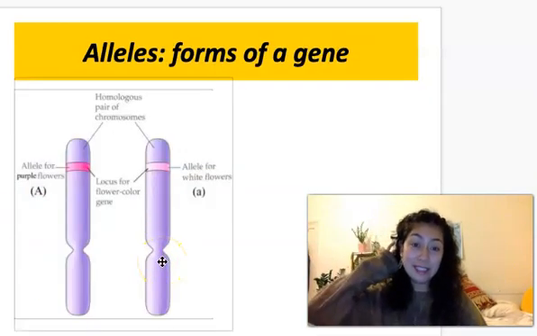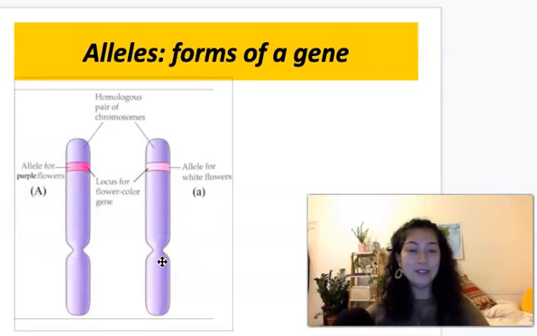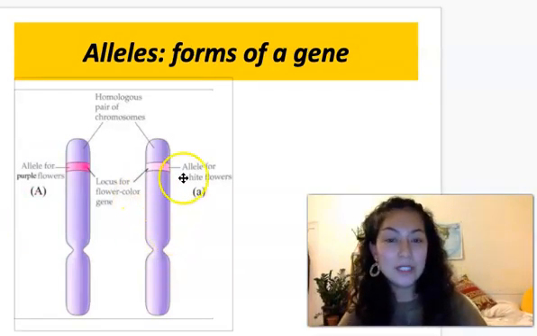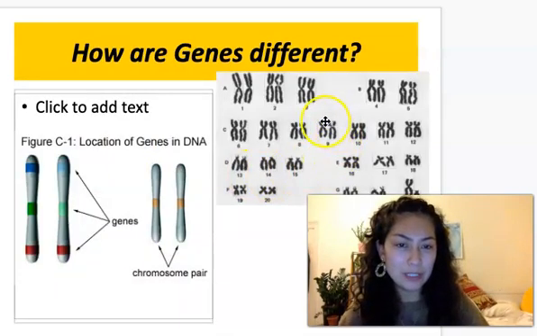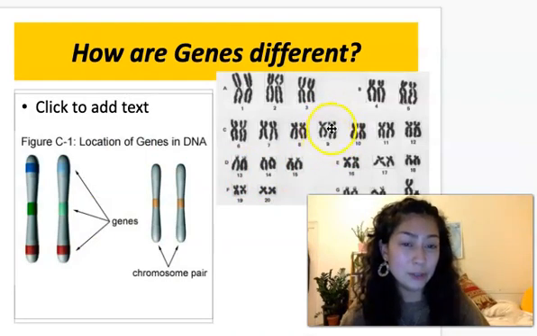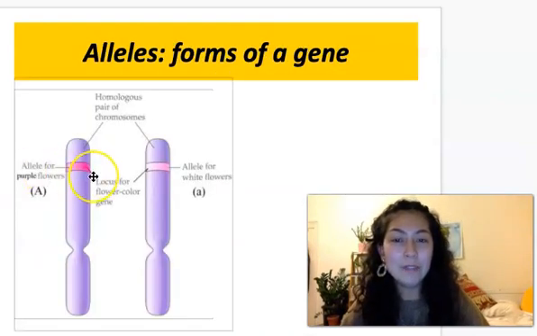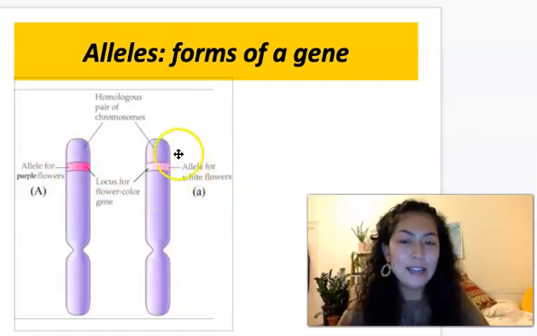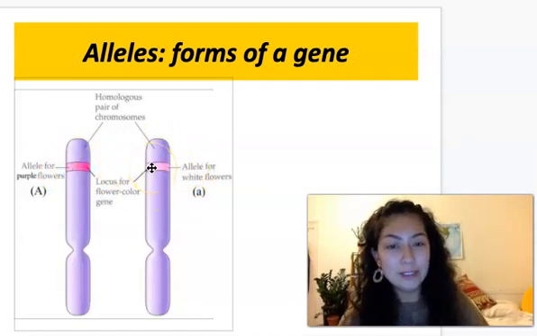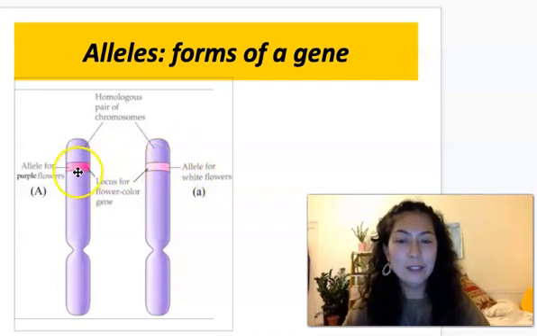Remember that we have alleles, so alleles are different forms of a gene. So this is a pair of homologous chromosomes. This pair of chromosomes here may be the pair of chromosomes on locus or position 9. For this person, or I should say this pea plant, this is a heterozygous pea plant. So this one has an allele for purple flowers and an allele for white flowers. The locus is the position where you find a gene.